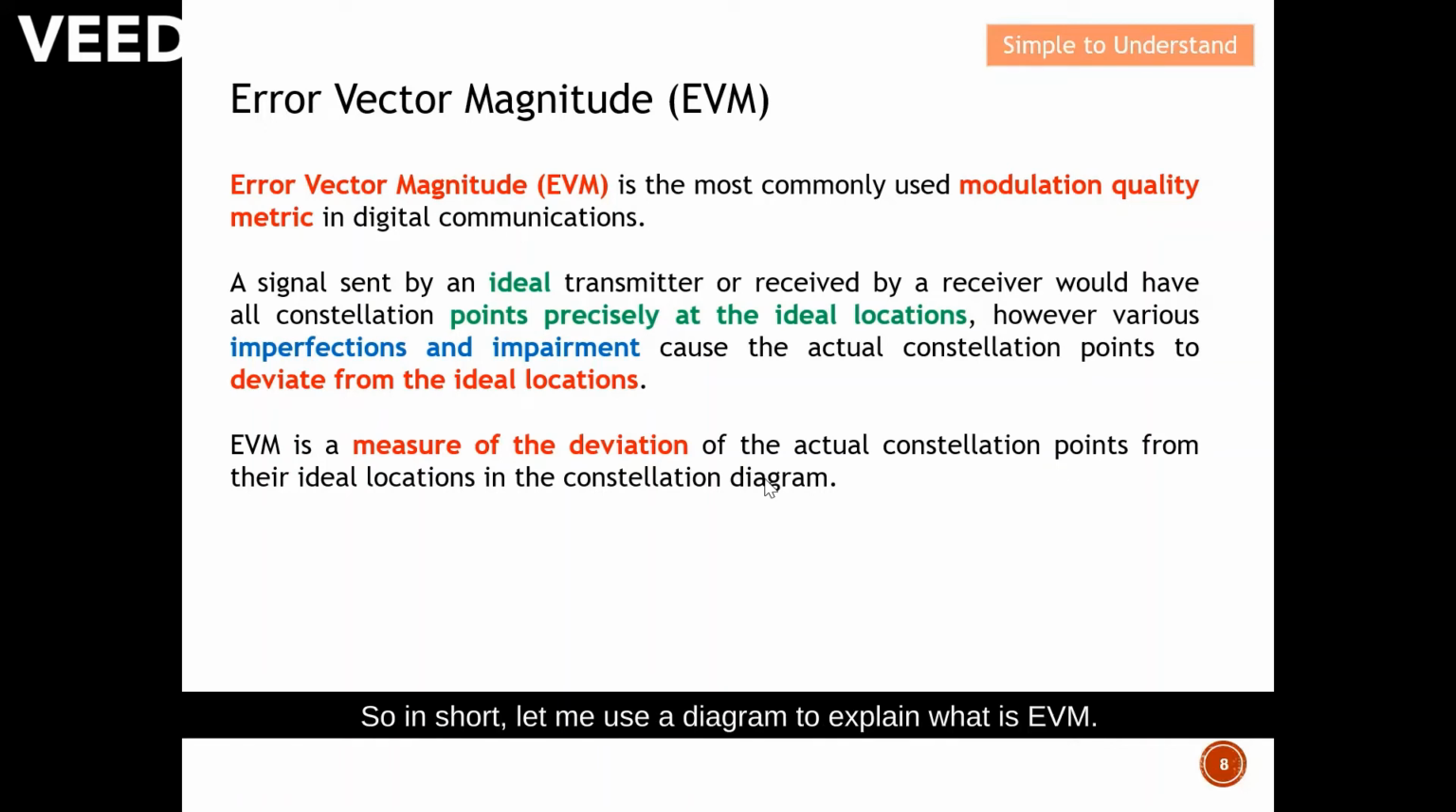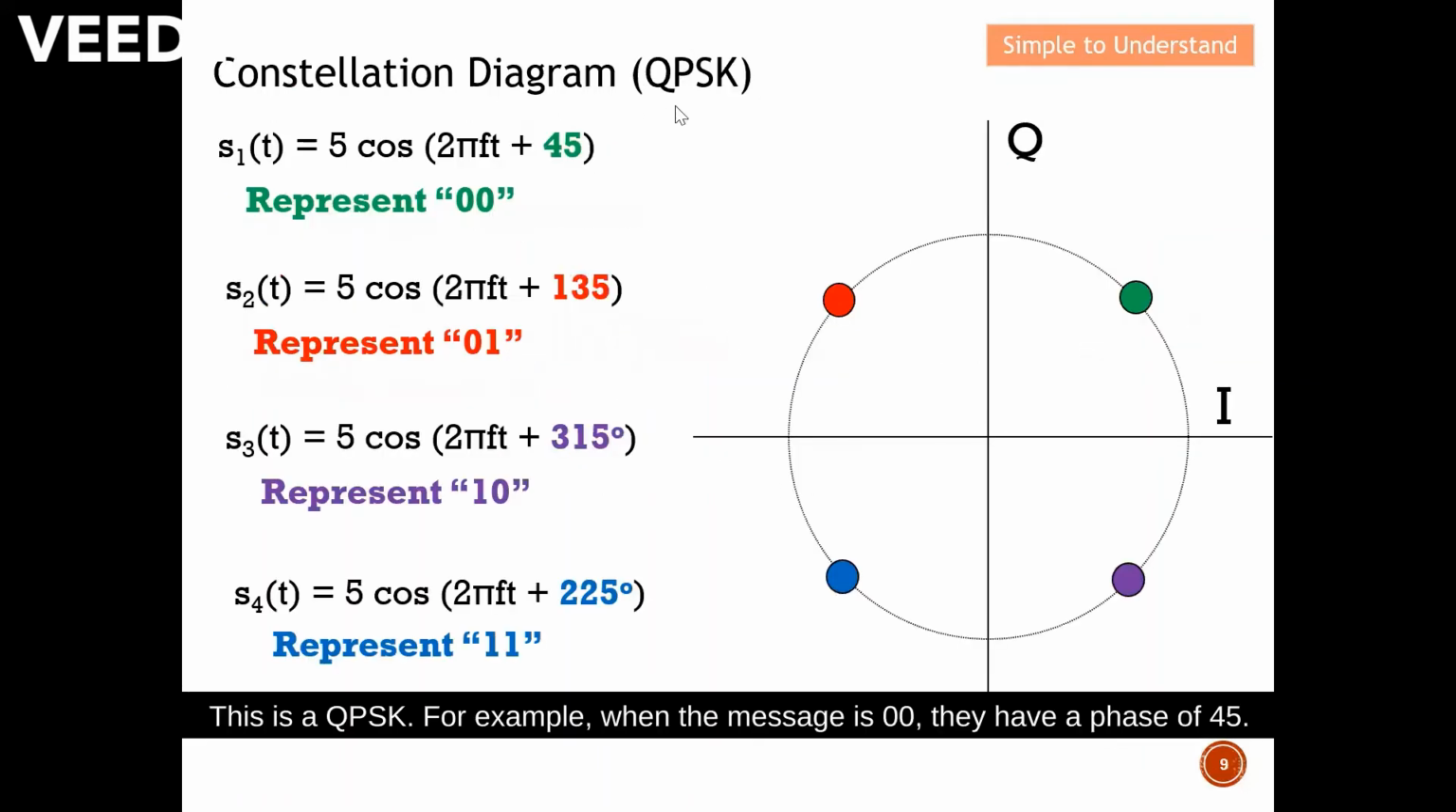So in short, let me use a diagram to explain what EVM is. This is a QPSK. For example, when the message is 00, they have a phase of 45 degrees. So this is how they indicate the message 00. When the message is 01, they have a phase of 135 degrees. So imagine this is 135 degrees, and by appearing at this red dot, it shows that the message is 01. When the message is 10, having a phase shift of 315 degrees, from here all the way to here, it indicates the message 10. Last but not least, when the phase is at 225 degrees, it indicates the message 11.